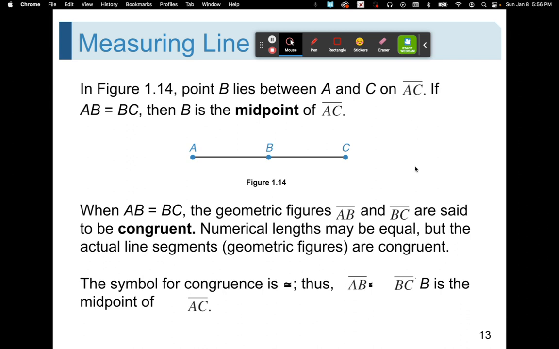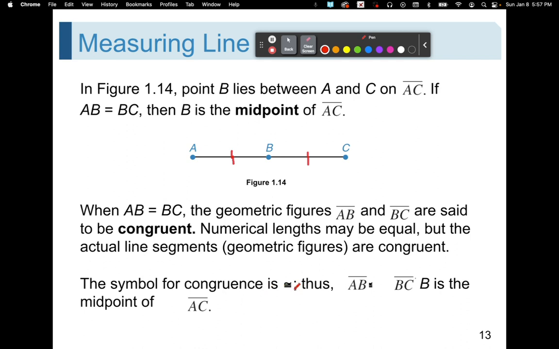Midpoint. So we're looking at line segments and measures of line segments. One thing we want to talk about is the midpoint of a line segment. If we have line segment AC and it's identified that B is the midpoint, then we can deduce that line segment AB would be congruent to line segment BC. One way we symbolize that is we put a little mark on each of those line segments, and that signifies those two are exactly the same, and therefore they're congruent.